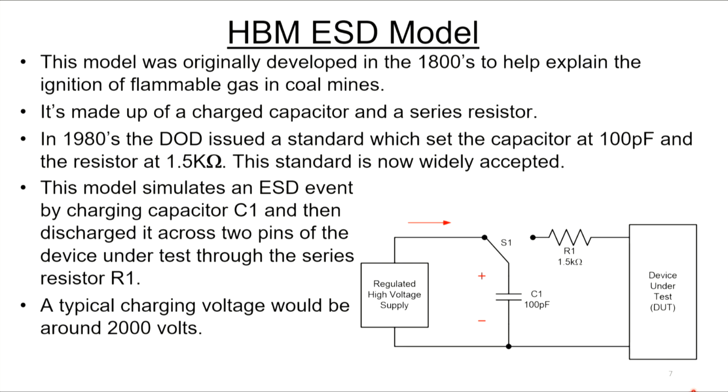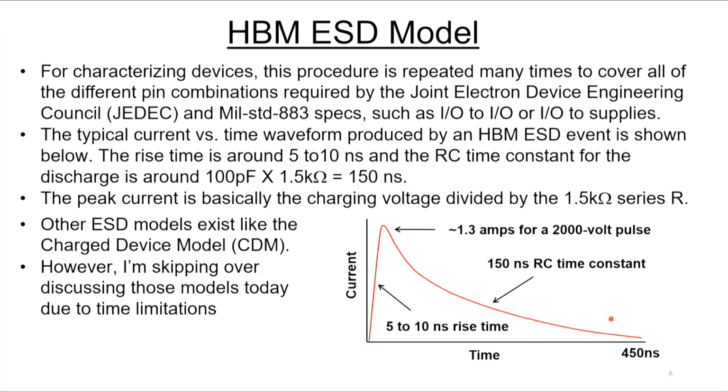This model simulates an ESD event by charging capacitor C1 and then discharging it across two pins of the device under test, or DUT, through series resistor R1. And the typical charging voltage would be around 2,000 volts. Now, for characterizing devices, this procedure is repeated many times over and over again to cover all the different pin combinations required by the JEDEC and the MIL standard 883 specs, such as input to output, output to ground, supply to supply. There's just a whole big laundry list of pin combinations that have to be covered.